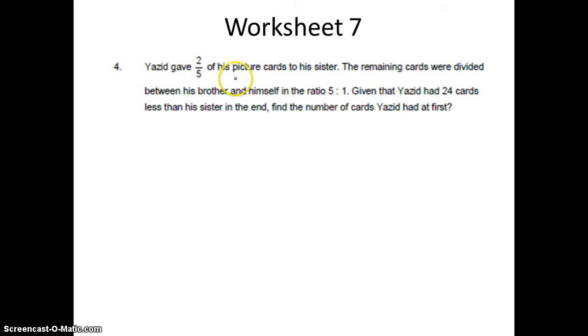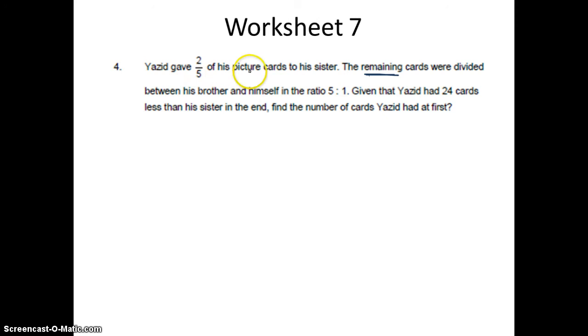Question 4. Yazid gave 2/5 of his picture cards to his sister. Remaining cards were divided between his brother and himself in a ratio 5 is to 1. Given that Yazid had 24 cards less than his sister in the end, find the number of cards Yazid had at first. Because there is a remaining, let's do branching so that we can see the question clearly.